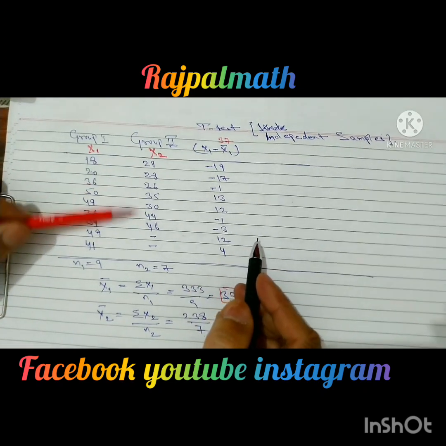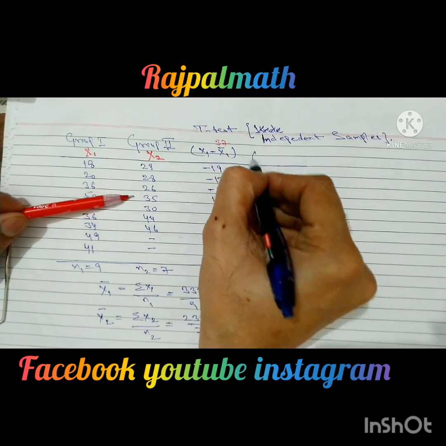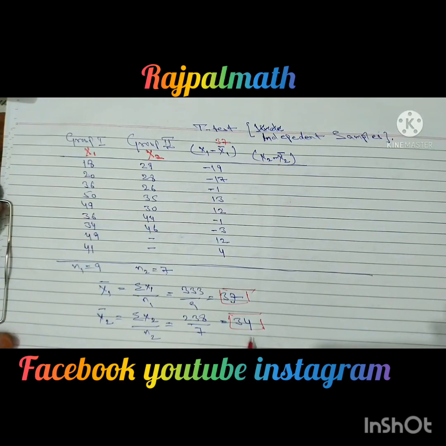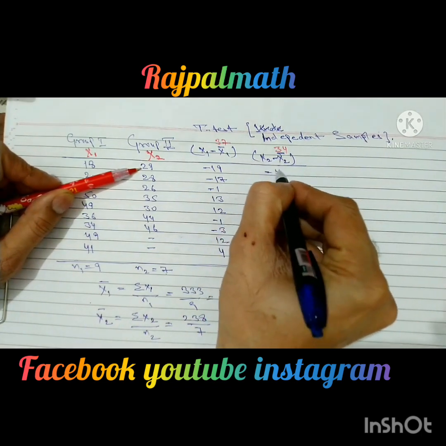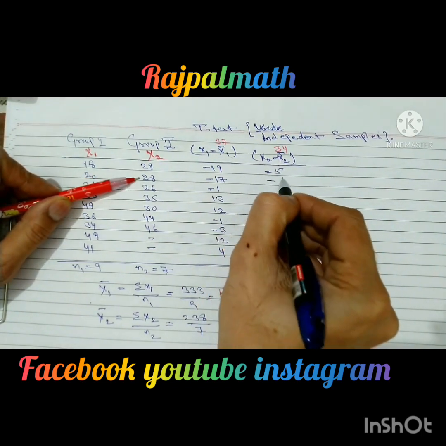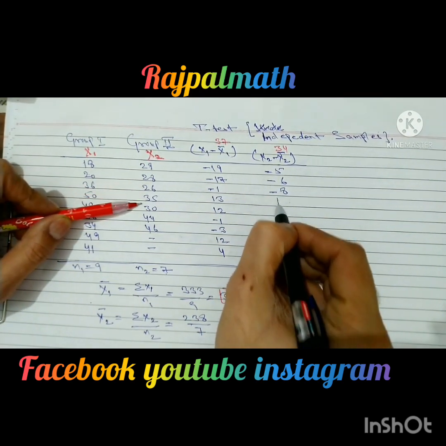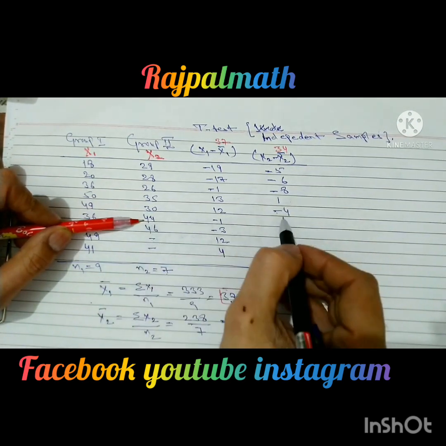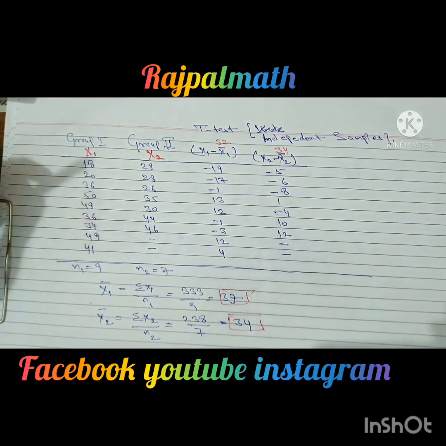Then deviations for group 2 from the mean of second group, that is x2 minus x2 dash. Here x2 dash is 34. 29 minus 34 is minus 5. 28 minus 34 is minus 6. 26 minus 34 is minus 8. Then 1, minus 4. 44 minus 34 is 10. 46 minus 34 is 12.